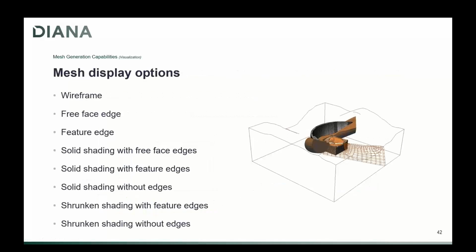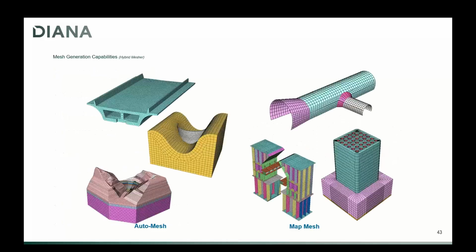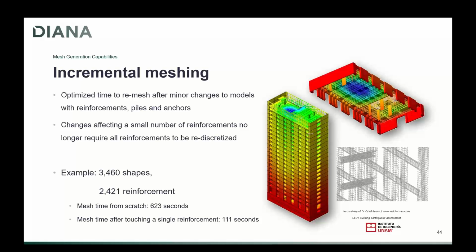At the mesh level, you have different ways of presenting that enable you to inspect or present your model in the most suitable way, from wireframe, free face edge, feature edge, or different solid shading view or shrunken shading view. Also, there are different mesh engines, which enable you to generate structured or unstructured types of mesh. Here are some nice examples that you can generate using Diana.